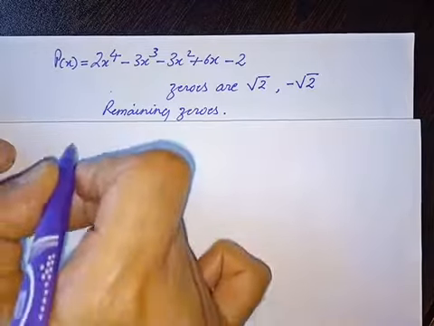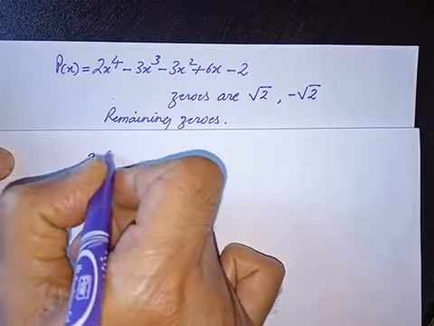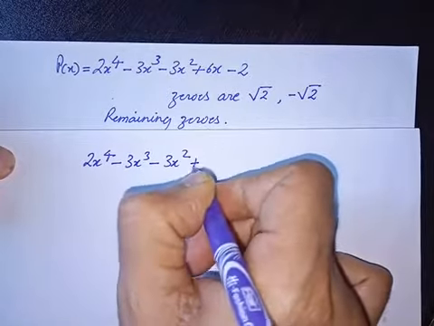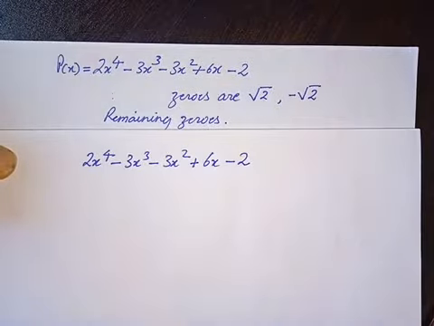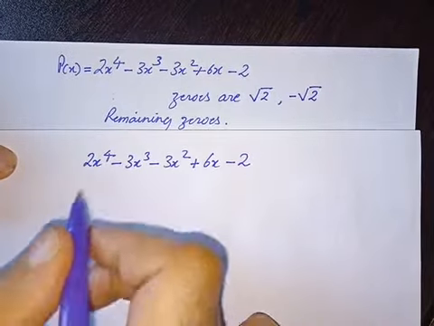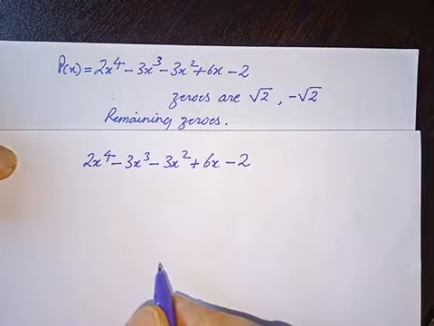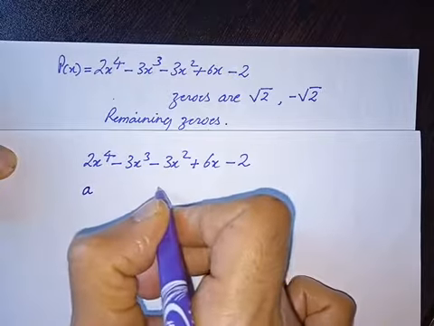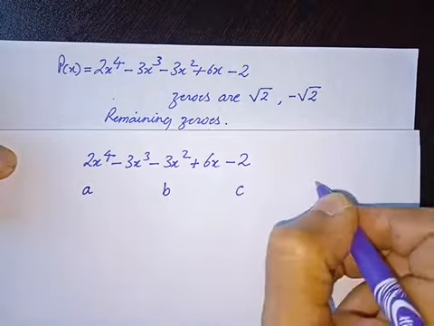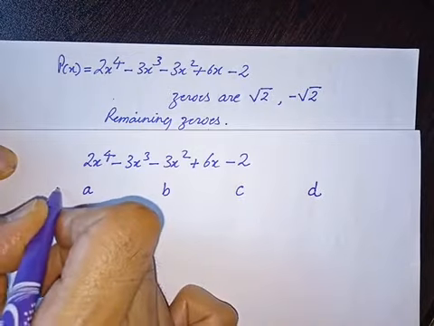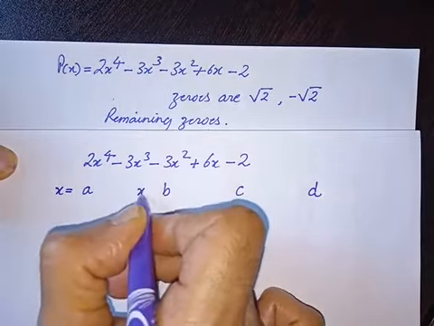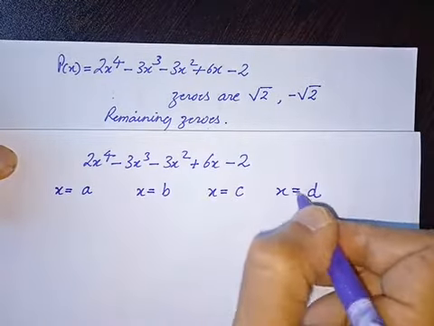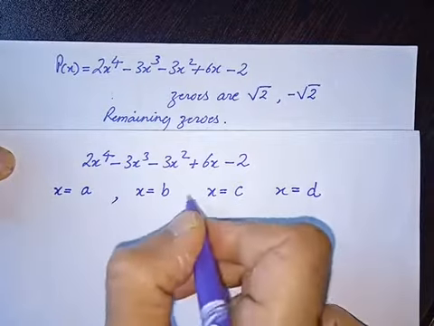Let us write the polynomial again, and the polynomial is 2x to the power 4 minus 3x cube minus 3x square plus 6x minus 2. Now as it is told to you that this is a biquadratic equation, it will have at the most 4 roots. Let the 4 roots be a, b, c and d. It means the value of x equals a, the value of x equals b, the value of x equals c, and the value of x equals d, because these four are the zeros.